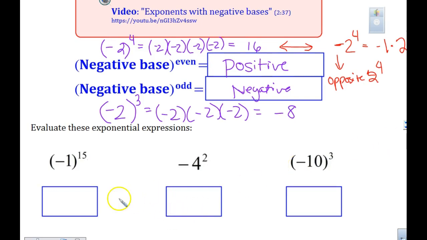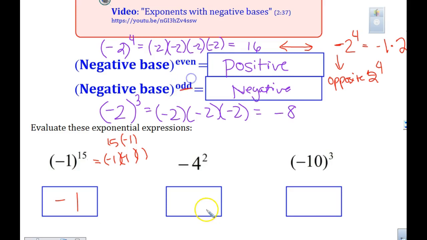Our answer should be negative 1, not 15, right? We're not taking 1 times 15 or negative 1 times 15. It's not negative 15. This means I'm going to have 15 negative 1s. That's what it means. So all of these negative 1s, I'm not going to write them out. That's going to be negative 1. It's an odd number. My answer is going to be negative, and it was a pretty easy number.